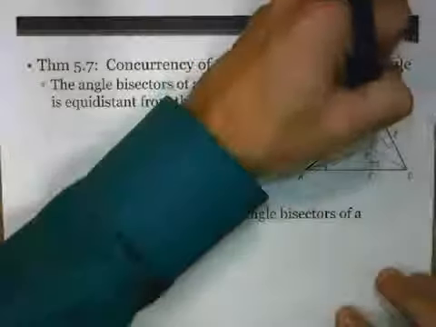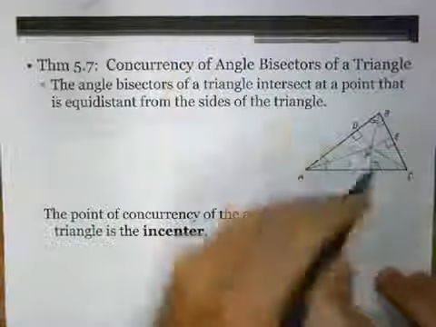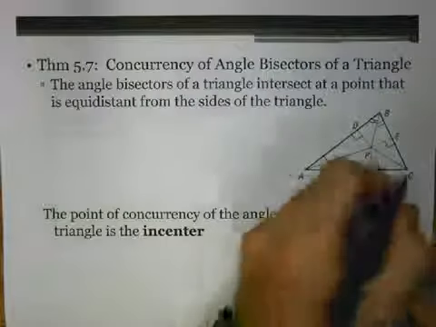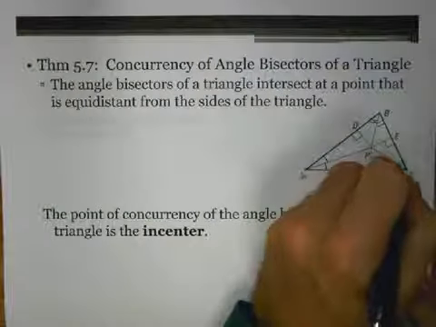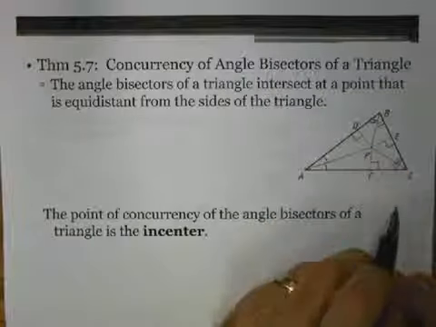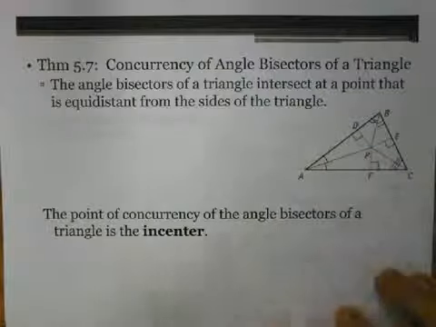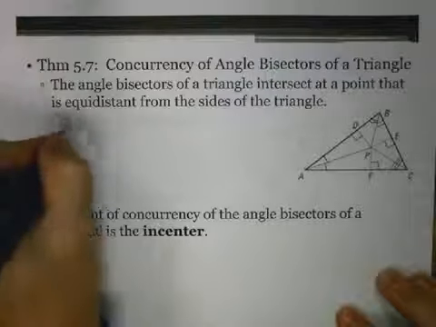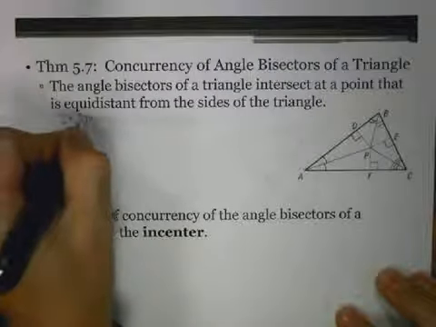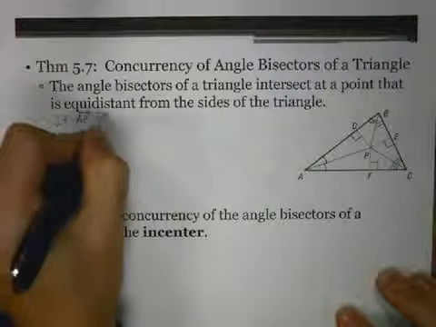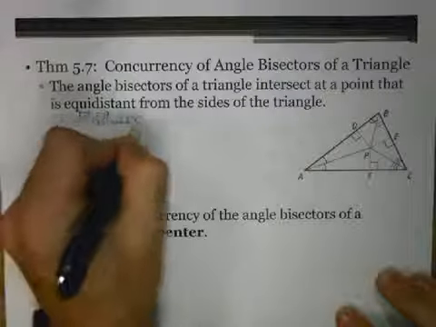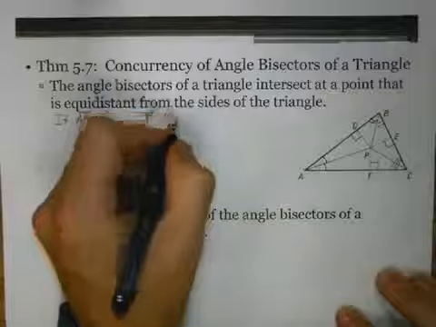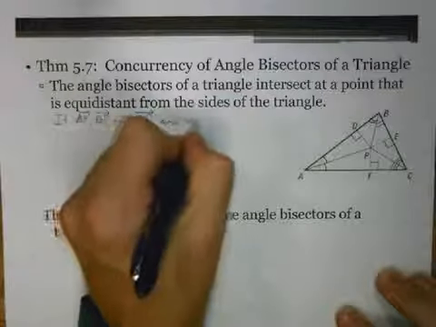So we start off at angle A. We have angles are congruent. So PA or AP would be our angle bisector. At B, it bisects, so BP would be an angle bisector. At C, we have CP as an angle bisector. So let's list those first.